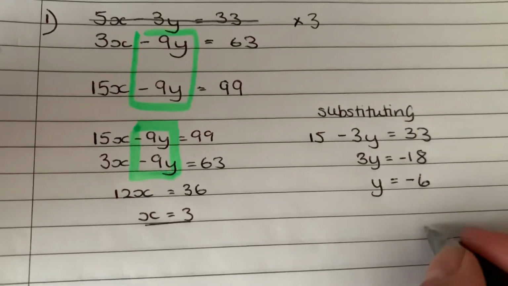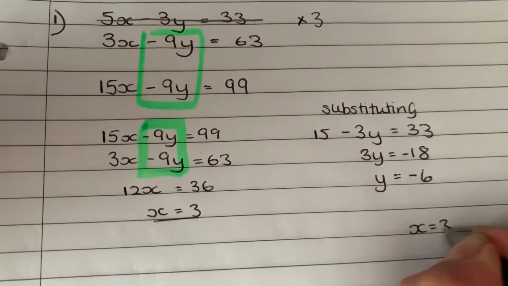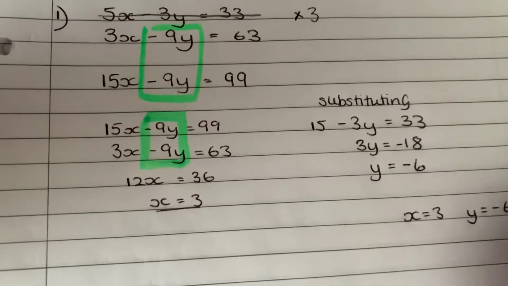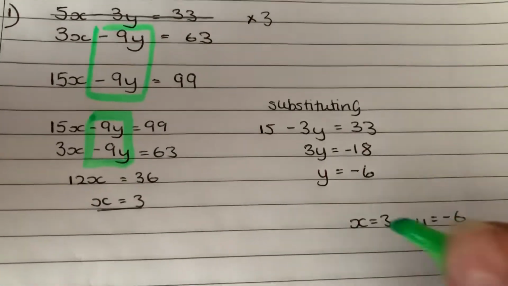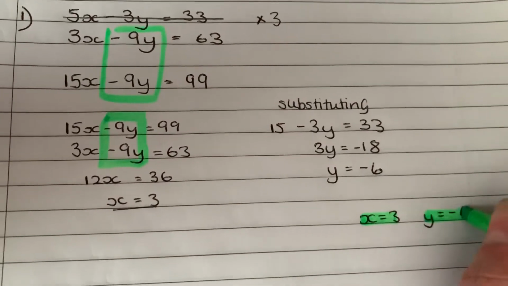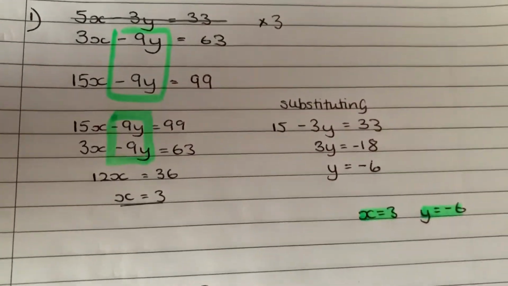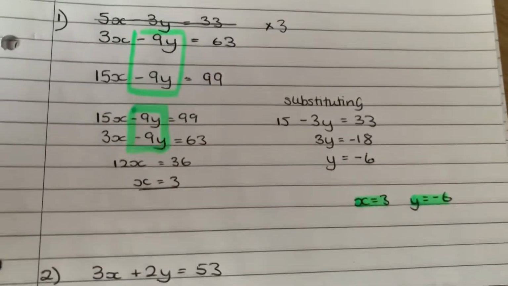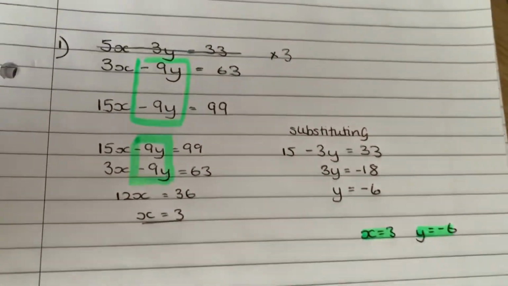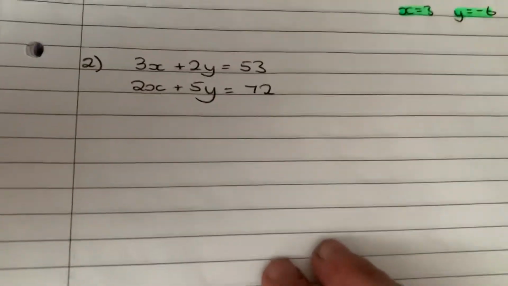Okay, so make my solution clear. x is 3 and y equals minus 6. Remember what we did last lesson, we highlight our answer to make sure that it's easily visible. Again, making sure that we're showing all these steps really clearly. Giving yourself plenty of room. Okay, right, the next question.